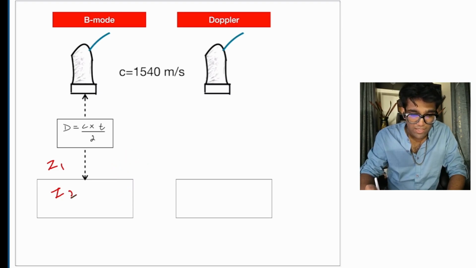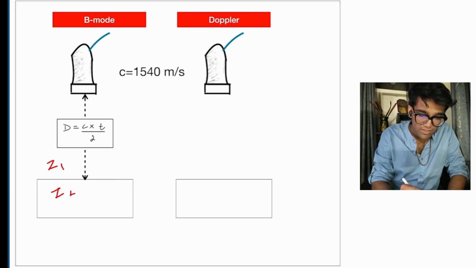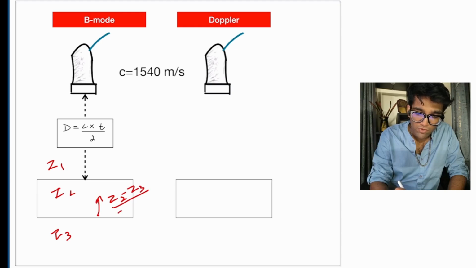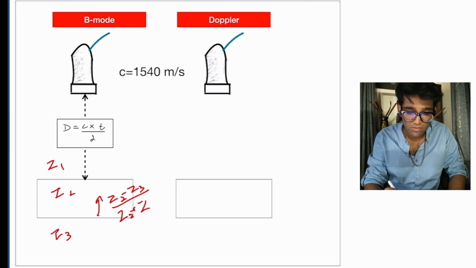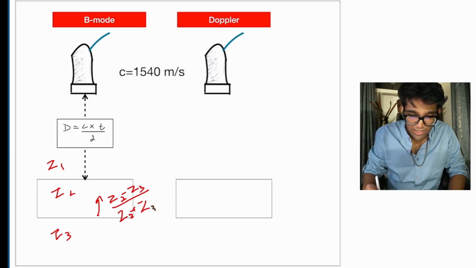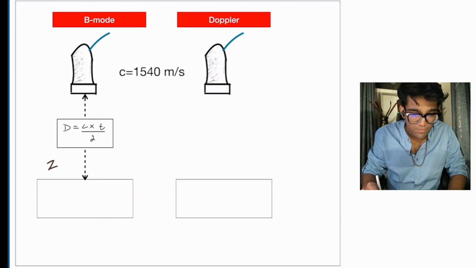Okay, similarly another thing will happen at this interface. So if this is Z3, then the amount of wave reflected back will be Z2 minus Z3 divided by the sum of the two, so Z2 plus Z3. Okay, so that is how we come up with B mode or brightness mode acquisitions. And like I've already said, I'll be going through this in greater detail subsequently.